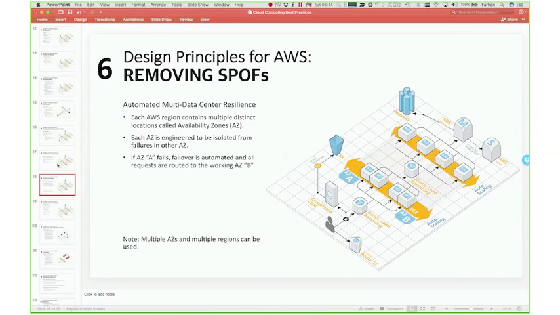So when you design your cloud architecture, it needs to be distributed across multiple availability zones. It needs to be engineered in a way that it can sustain availability zone failures, and the application should not be isolated if an availability zone failure occurs.